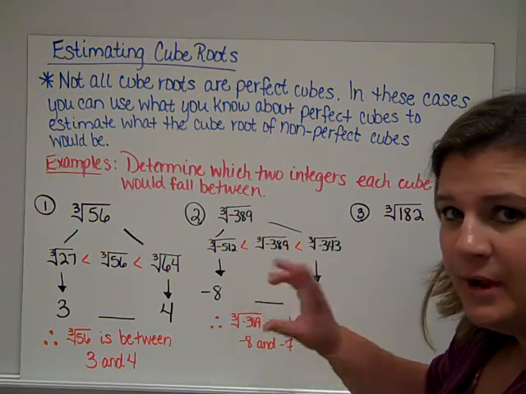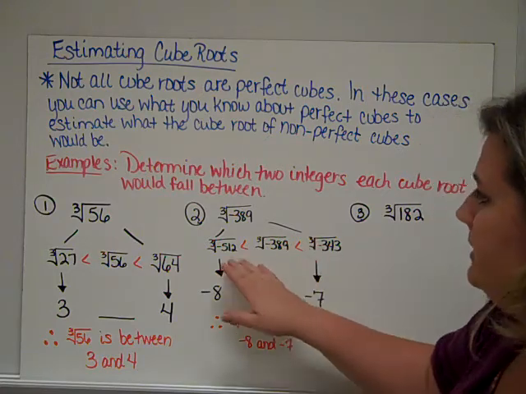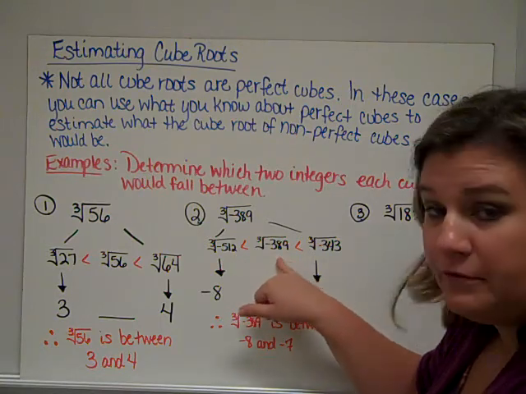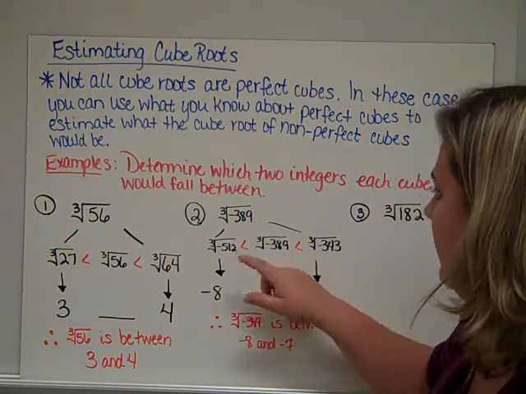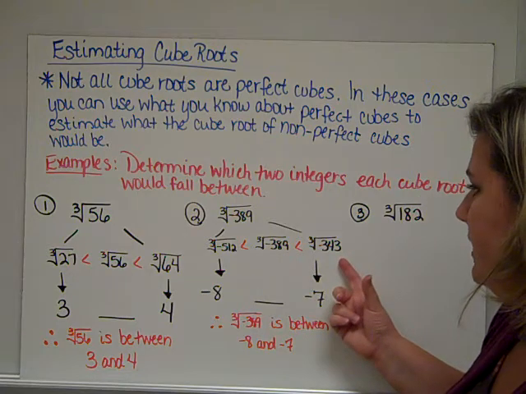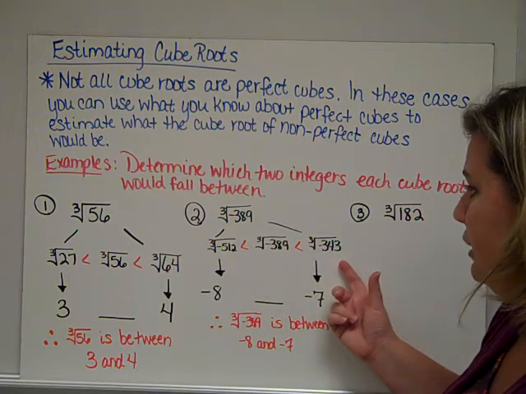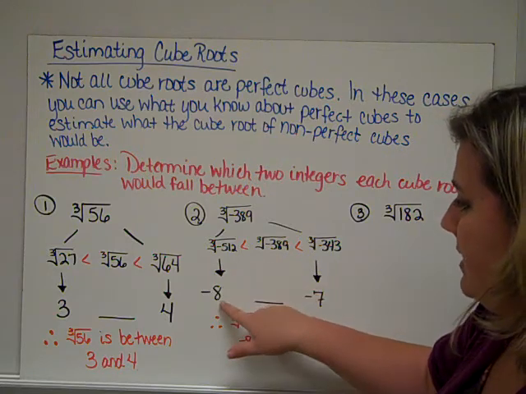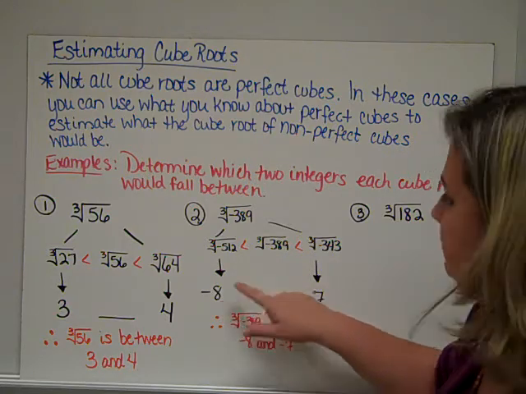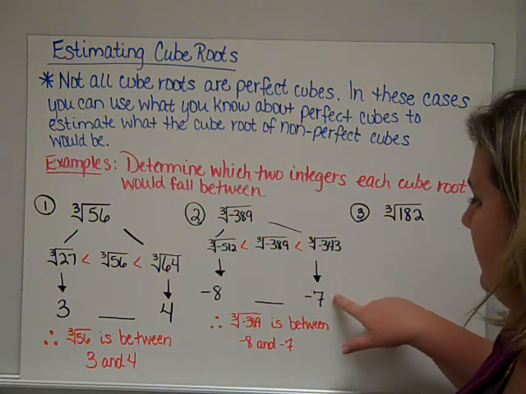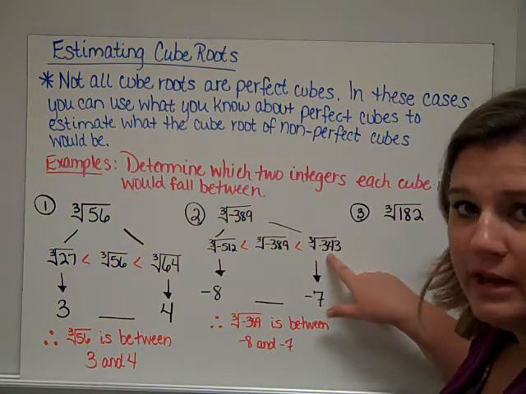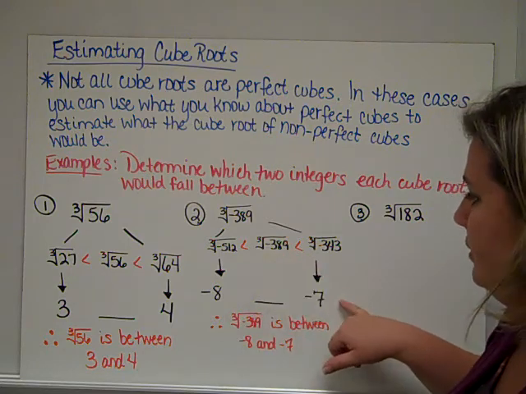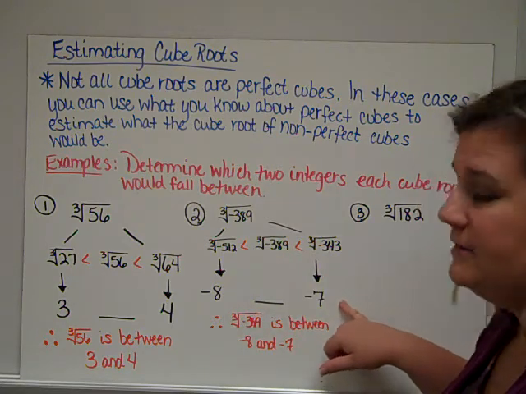Let's look at the cube root of negative 389. Again, this is negative, so we have to reverse our thought process. So the cube root of negative 512 comes before the cube root of negative 389. And so then the one that would come after that would be the cube root of negative 343. And we would see that the cube root of negative 512 is definitely negative 8. And we would know that if we did the math, negative 7 would be the cube root of negative 343. So we can see that it is clearly between negative 8 and negative 7.